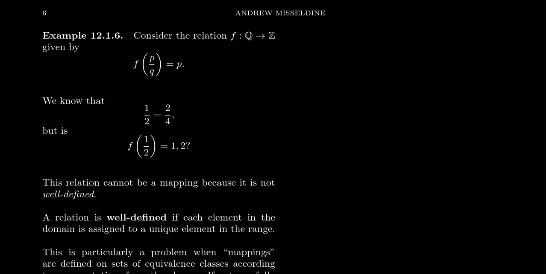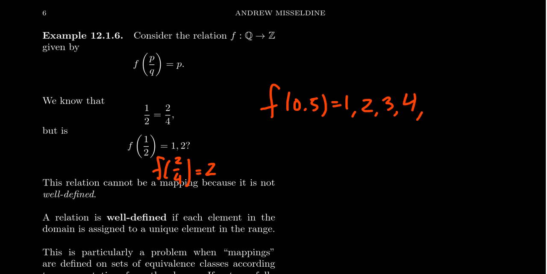The problem is the following. If you take two different fractions that are actually equal to each other as rational numbers, like 1/2 and 2/4, these are different fractions, because one has a numerator of 1 and one has a numerator of 2, but they're the same rational number. It's the same ratio. So if you look at f of 1/2, you're tempted to say this should equal 1, but 1/2 is also 2/4. If you take f of 2/4, this relation wants to give you back 2. So what is the evaluation? Is f of 0.5 equal to 1 or is it equal to 2? It could also equal 3 because 1/2 is 3/6. It could also equal 4 because 0.5 is 4/8. So this relation depends entirely on the representation of the ratio and not on the ratio itself.